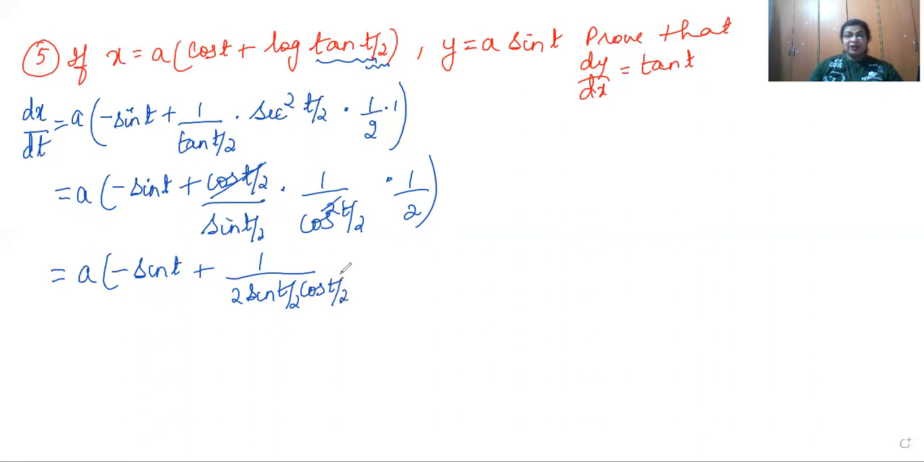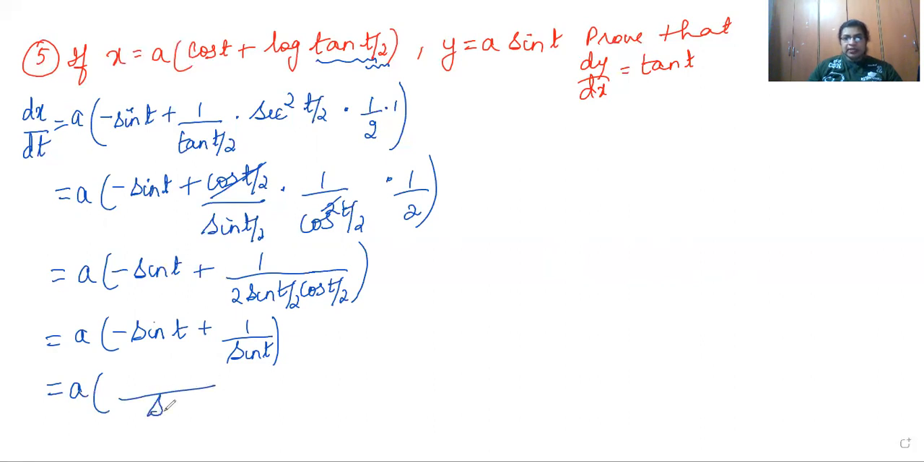Now, have you come across this formula, the half angle formula? Do you remember? Sin x formula is 2 sin x by 2 cos x by 2. So therefore, in that place, you are writing the half angle formula. So this is a into minus sin t plus 1 by, this will become sin t. Immediately, what idea comes to my mind? Next step, take the LCM. So when you take the LCM, you are getting, so LCM is your sin t.